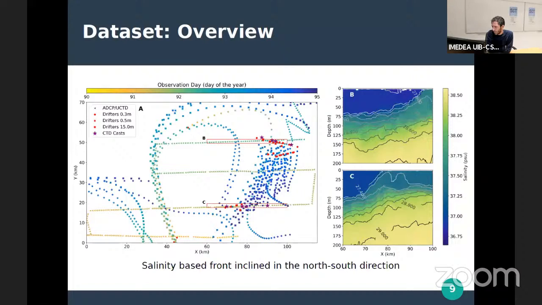And if you focus on the two red boxes, B and C, the salinity data that we've been collecting are represented in the corresponding right plots. So you can see that it's a salinity-based front, and it's not totally parallel to the north-south axis, so it's a little bit inclined. And this is interesting because when we want to reconstruct the field, it's quite complex.